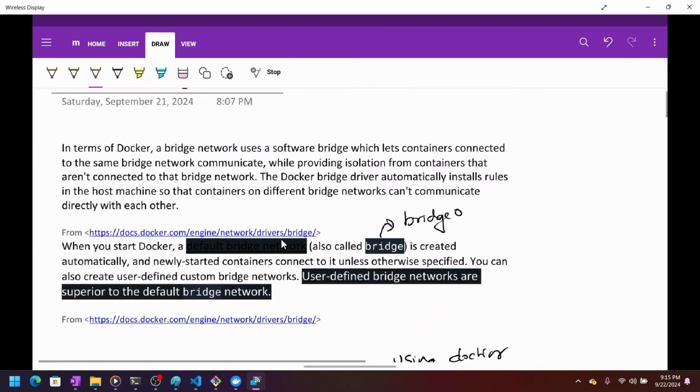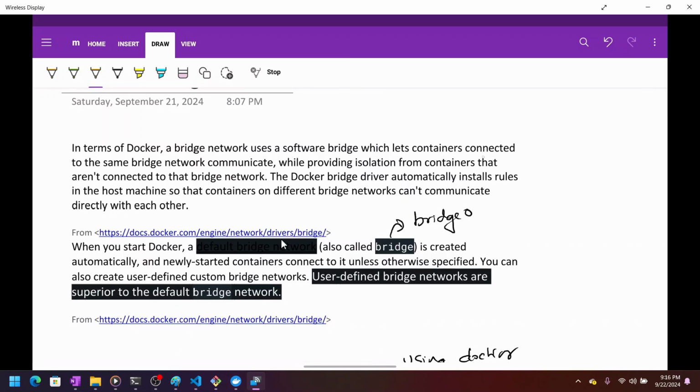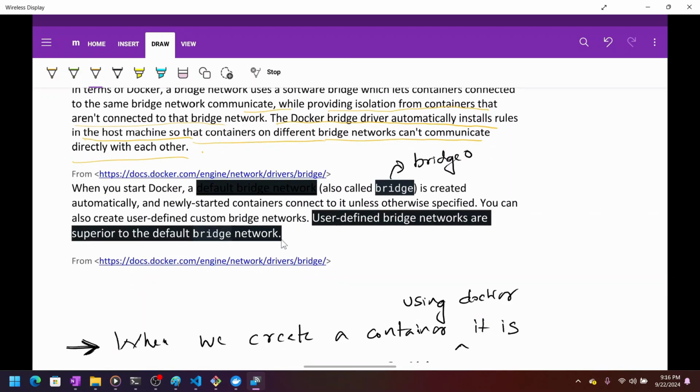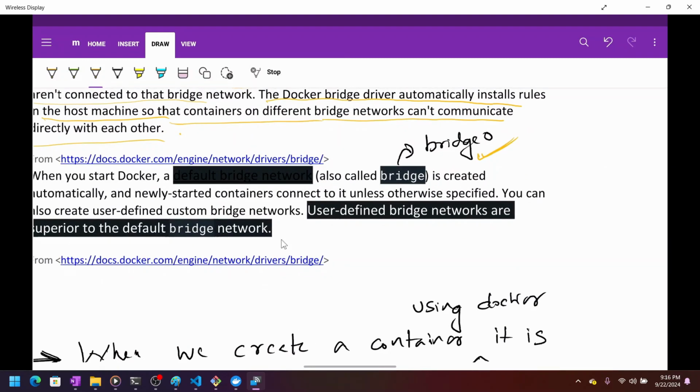In terms of the Docker bridge network, it uses software which lets containers connected to the same bridge network communicate while providing isolation from containers that aren't connected to that bridge network. The Docker bridge driver automatically installs rules in the host machine so that containers on different bridge networks cannot communicate directly with each other. When you start Docker, this bridge that I talked about is created automatically. Newly started containers connect to it unless otherwise specified. You can also create a user-defined custom bridge. User-defined custom bridges are superior to the default one.